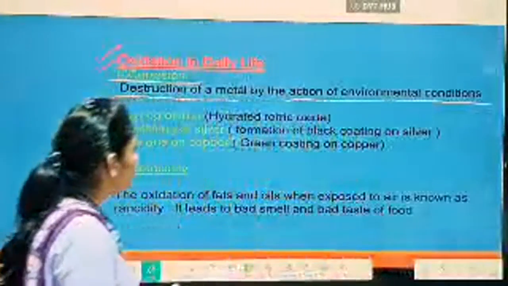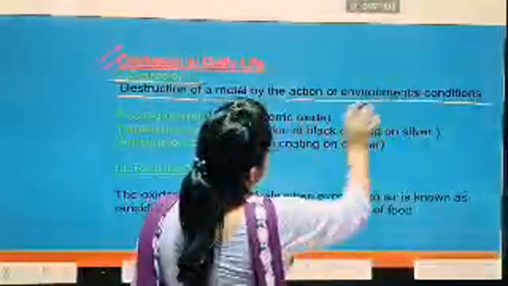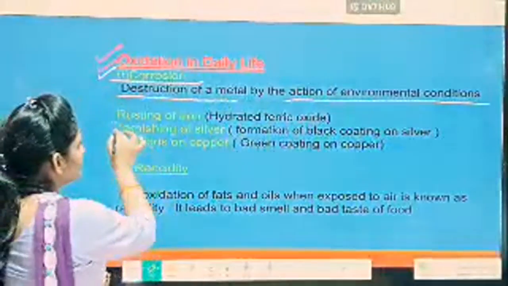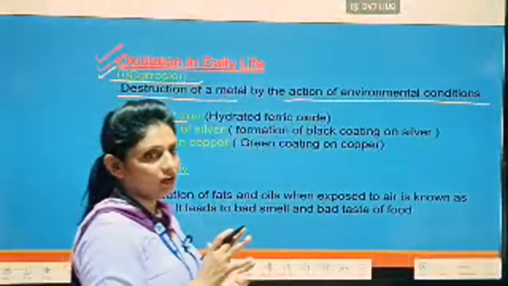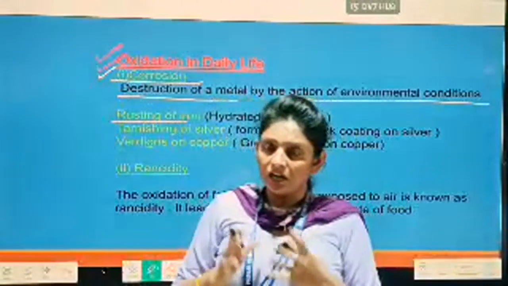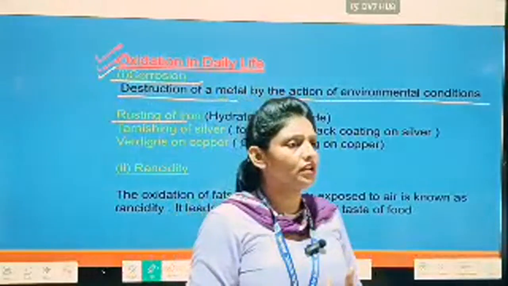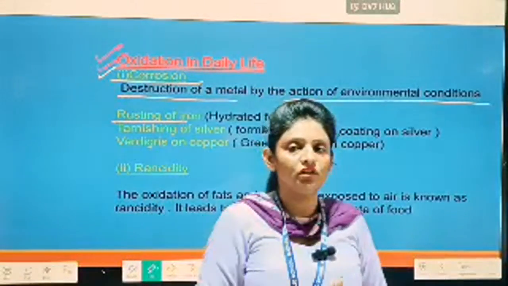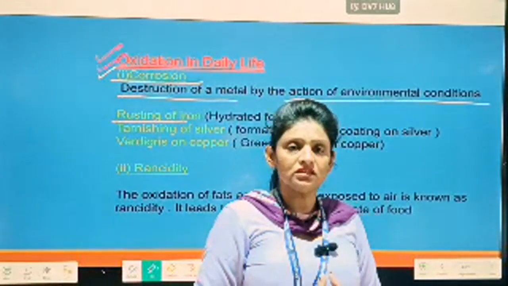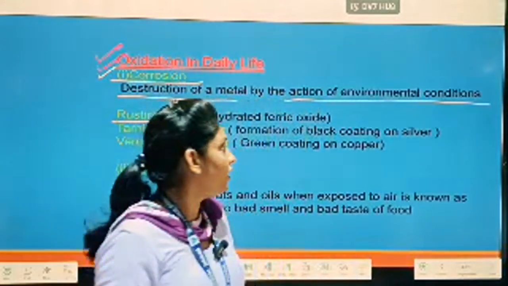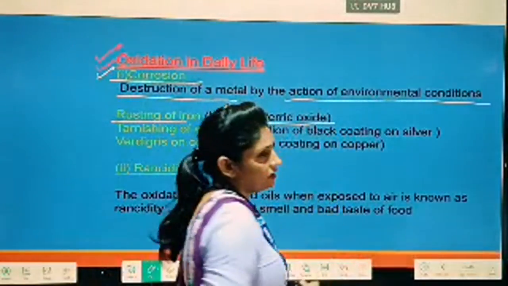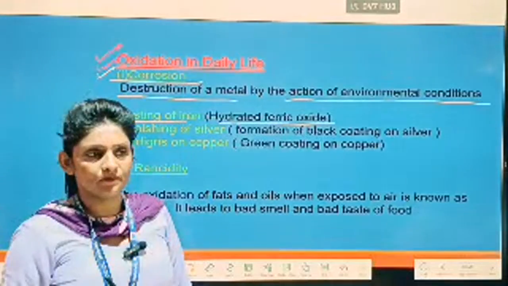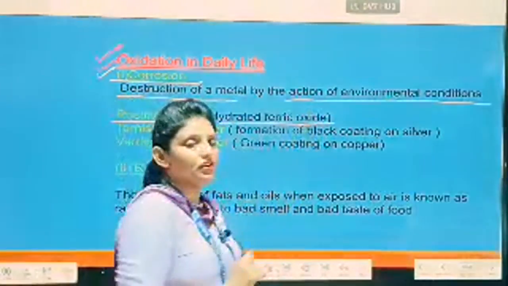Clear? And then students, the destruction of metal by action of environmental conditions is known as corrosion. Like rusting of iron. Students, especially for iron, we give the name rusting to this term corrosion. Okay, especially हम corrosion of iron को क्या बोलते हैं? Rusting of iron. Students, due to formation of hydrated ferric oxide, this rust formation takes place.